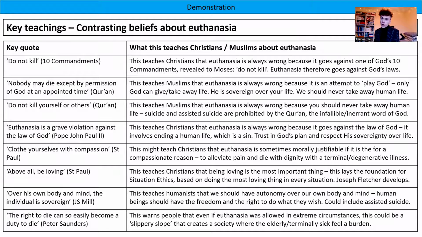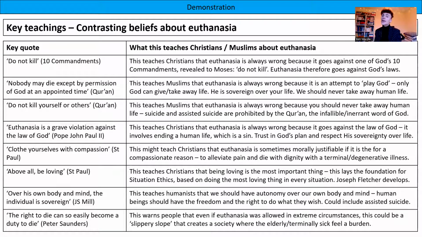But then finally, another really interesting quote from a philosopher, Peter Saunders: the right to die can so easily become a duty to die. Now, this is interesting because this is the idea that if you just give people the right to die in certain cases, for example, Tony Nicholson, that could actually have a negative effect on the rest of society. It could lead to a very negative impact on other people because this warns that even if euthanasia was allowed in extreme circumstances, this could be a slippery slope that creates a society where elderly or terminally ill people feel a burden and they feel they actually have a duty to have euthanasia.